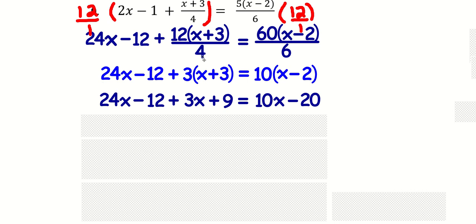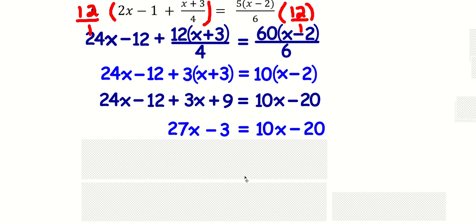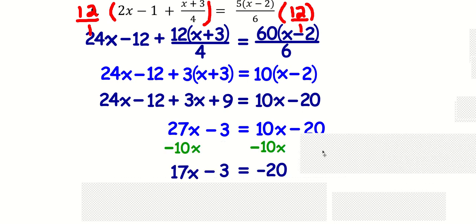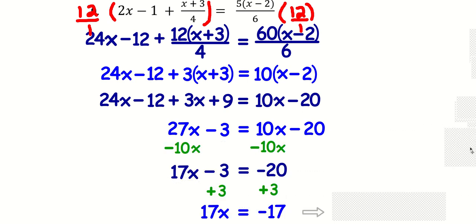Now, once we clear the fractions, you're just solving for x however you need to. So clear the parentheses, and then look at all these like terms that we can combine that are already on the same side. And then we've got to get x only on one side. And then from there we just got to get x all by itself. Okay?